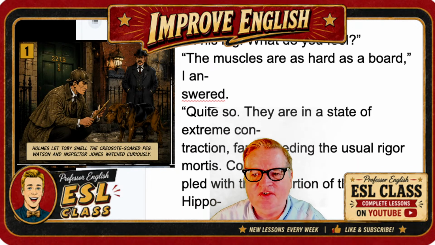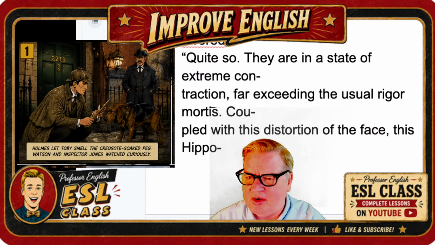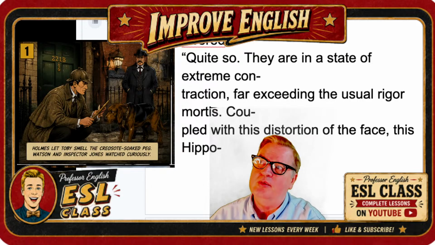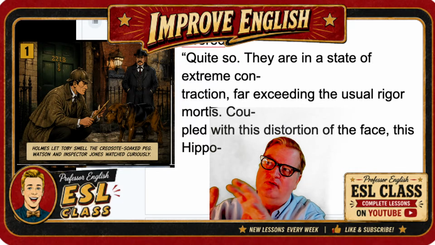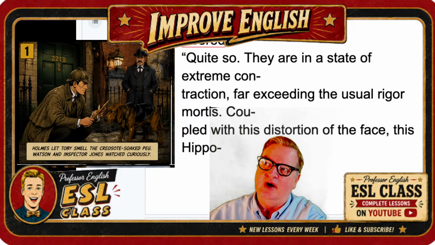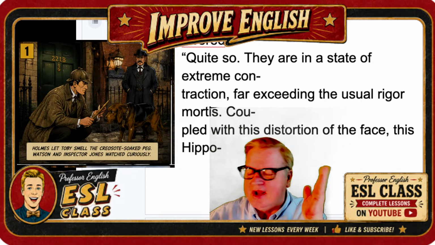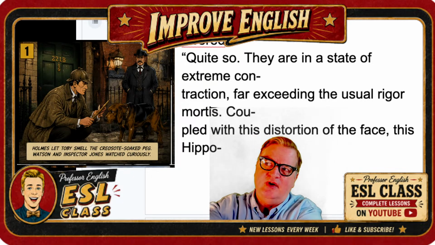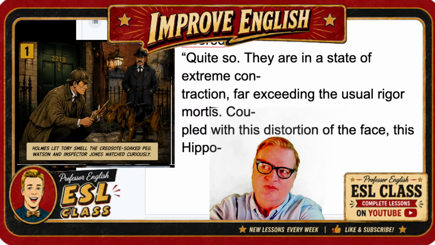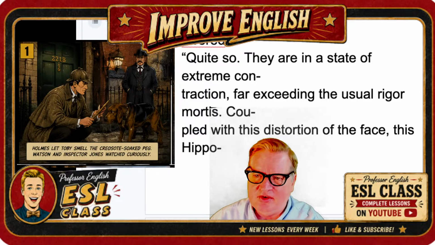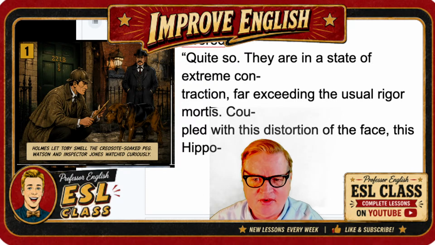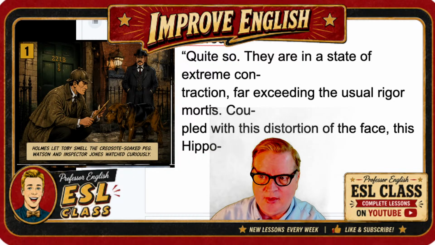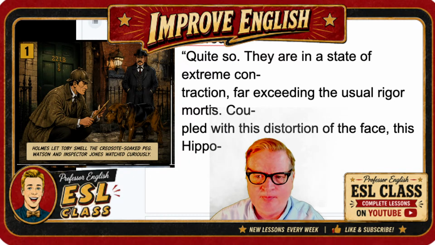"Quite so. They are in a state of extreme contraction, far exceeding the usual rigor mortis." Rigor mortis is what happens when somebody dies. Their muscles become very, very difficult to move. So after somebody is dead for two or three or four, I don't know how many hours, it becomes very difficult to move their arms, for example, because the muscles become tight. So when he says that they're in a state of extreme contraction, far exceeding the usual rigor mortis, they're saying this is not like normal rigor mortis. There's something different about this.